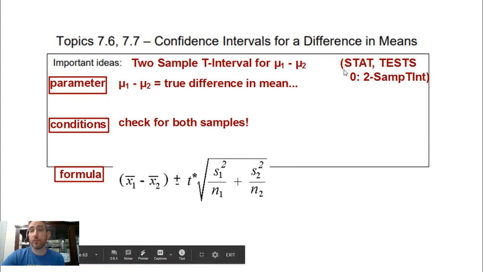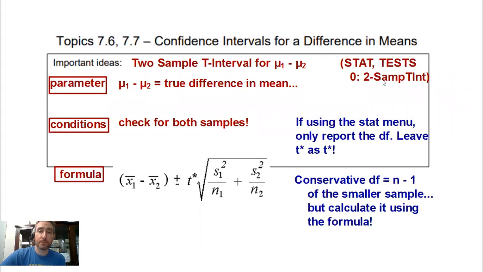The formula is on your formula sheet. And you go STAT, TESTS, 0 for two-sample T interval. Just remember, if you're using the stat menu, only report the degrees of freedom, leave T-star as T-star. You don't want to get docked points. And if you're using the conservative, n minus 1 of the smaller sample, calculate it using the formula. If you're going to be conservative, you can't use your stat menu to get the interval because it's going to be off.